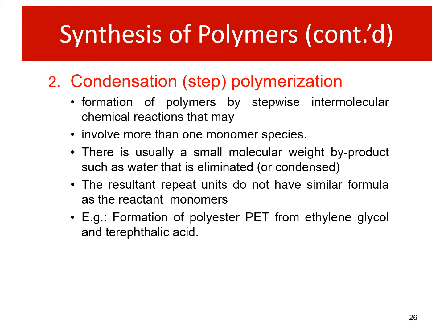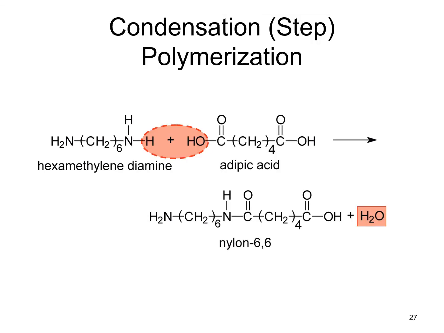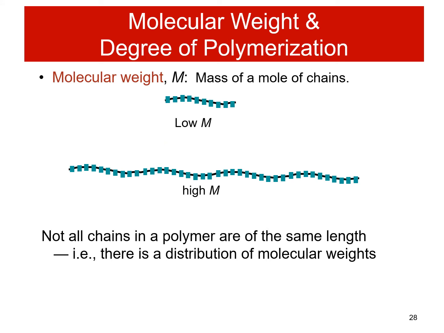For example, formation of polyester PET from ethylene glycol and terephthalic acid. So we can illustrate the condensation or step polymerization process through this example. This is to produce nylon 6,6 from the condensation of hexamethylene diamine and adipic acid, where we release the water molecule.